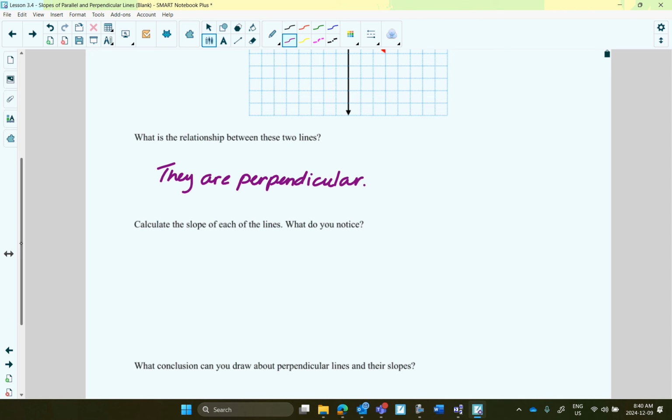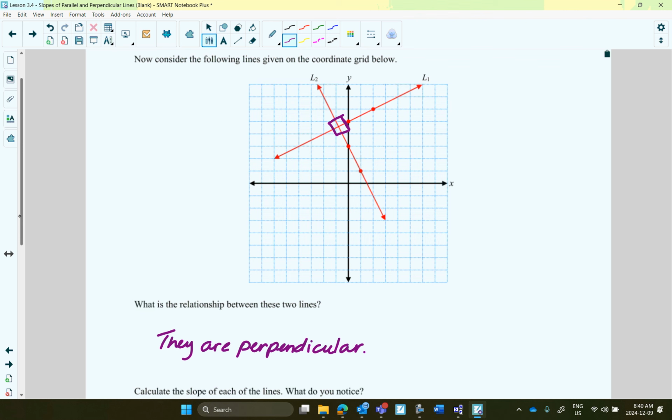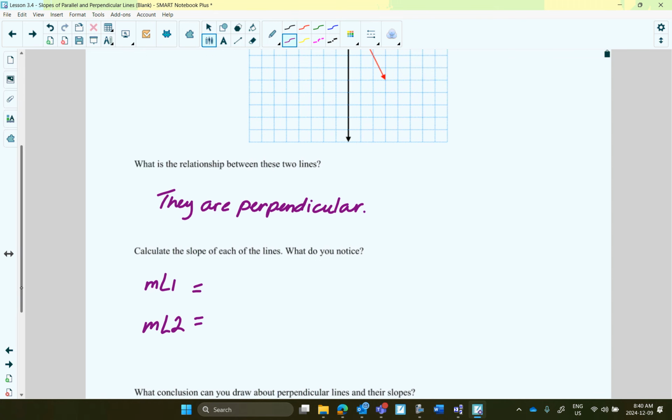Like we did with the last one, let's find the slope of each. Let's find the slope of line 1, the slope of line 2. So line 1, this one. I've got 2 points on the line here. How much do I rise to get from this point moving to this point? 1. How much do I run? 2. So the slope is 1 over 2.